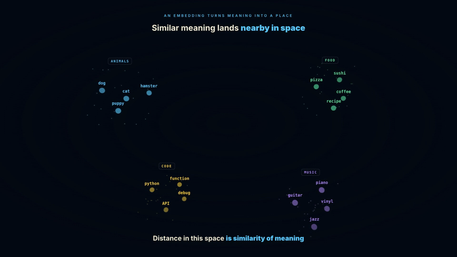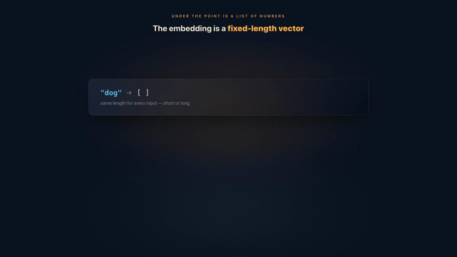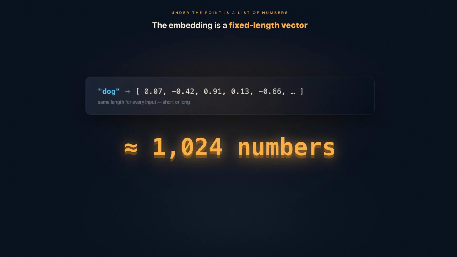So if meaning is a location, then what's related to this? becomes a much simpler question: what's nearby? But a point in space is really just numbers. What are they? Underneath the point is a vector, a fixed length list of floating point numbers. Here's the thing that makes it work. Every input, short or long, becomes the same length, often a few hundred to a few thousand numbers. Around 1,000 is typical. Each number is one coordinate of the point.